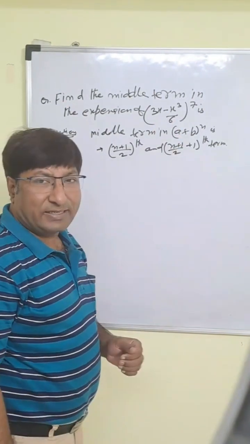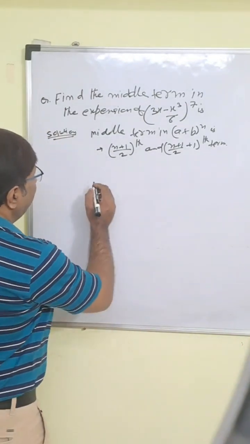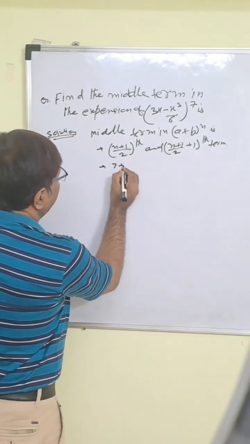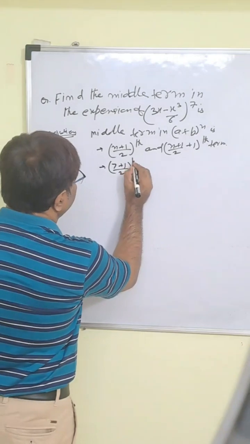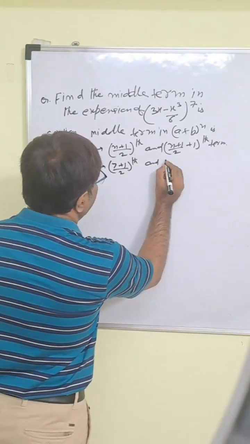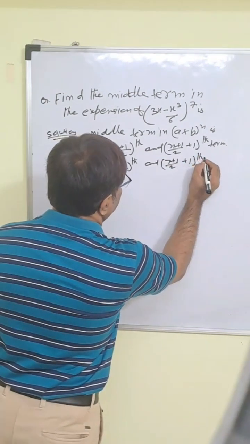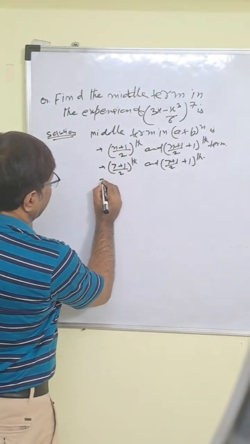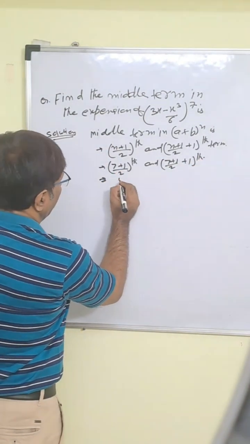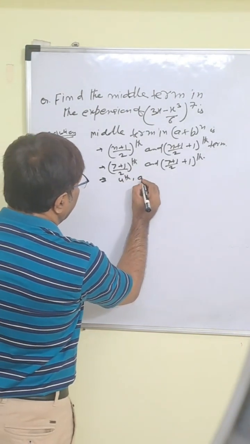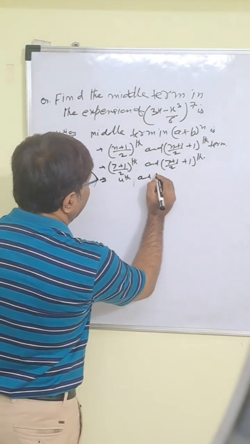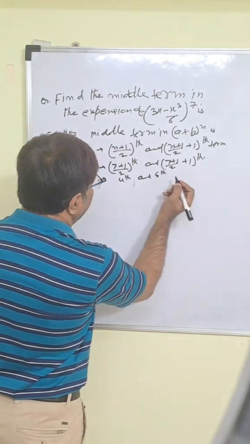Here n is 7, so n is odd. The middle terms will be the ((7+1)/2)th and the ((7+1)/2 + 1)th terms. So we get 8/2, that is the 4th term, and the 5th term.